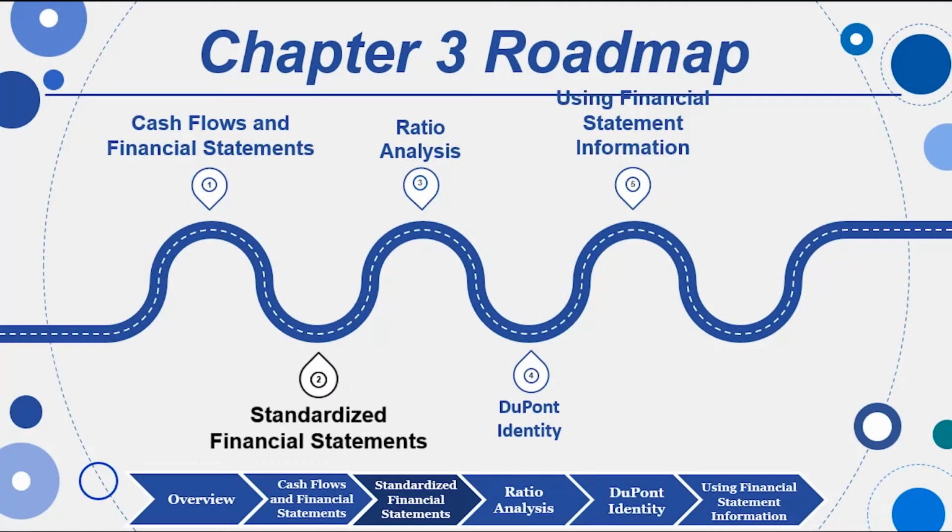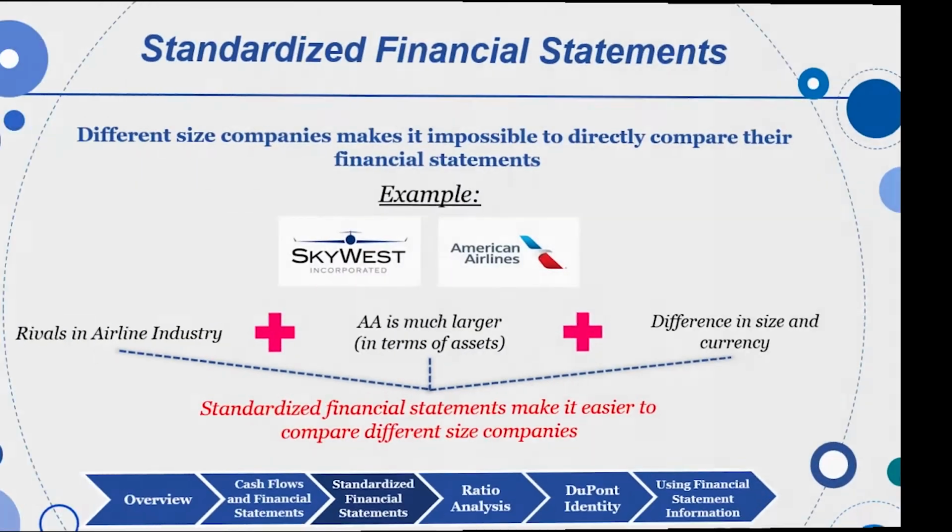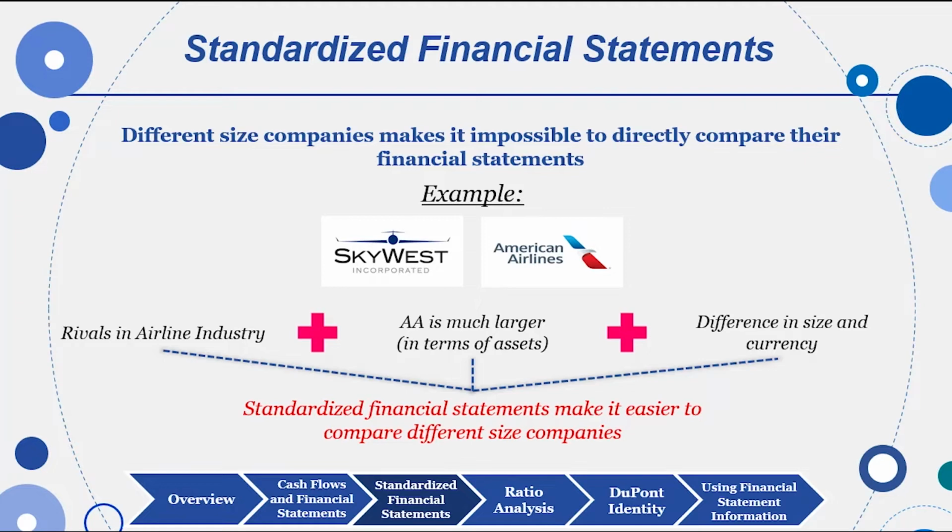Next up on our roadmap is how do we standardize a financial statement? We want to compare, let's say, some of the large automakers or some of the large airlines, or maybe a large airline and a smaller airline. How do we do that? We want to basically common size or standardize a financial statement.